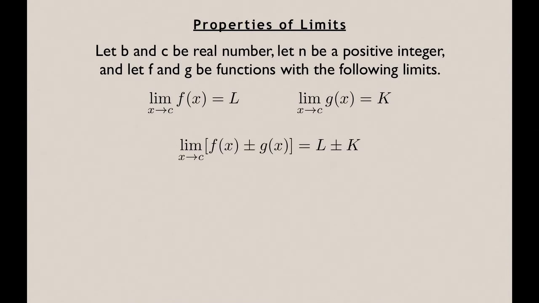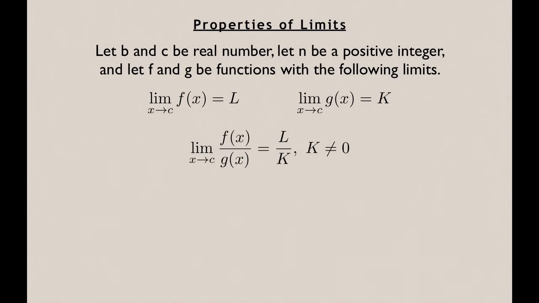Okay, this one's saying that if I know these two limits, and now I want to take the limit of those two functions added together, what do I have to do to find my limit? Add the limits together, yes. This one's saying if I want to take the limit of the two functions multiplied, what do I have to do? Multiply the limits together. This one's saying if I'm dividing, what do I do? Divide the limits. And obviously my denominator, again, can't be 0. Okay, so that all makes sense.